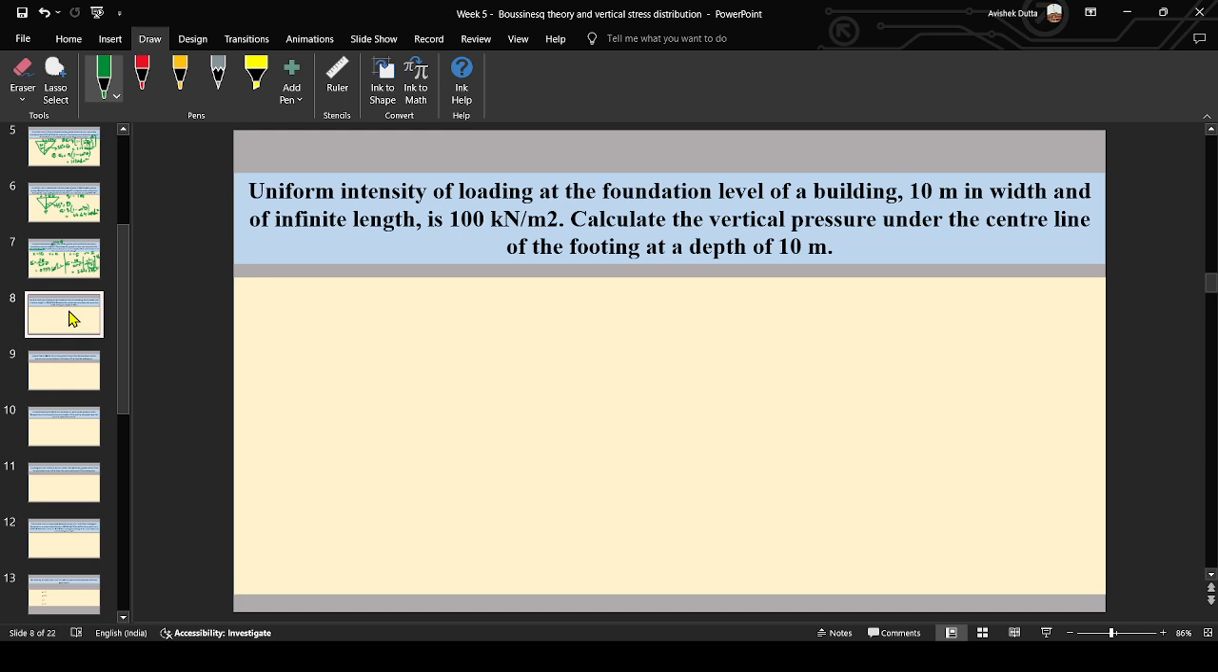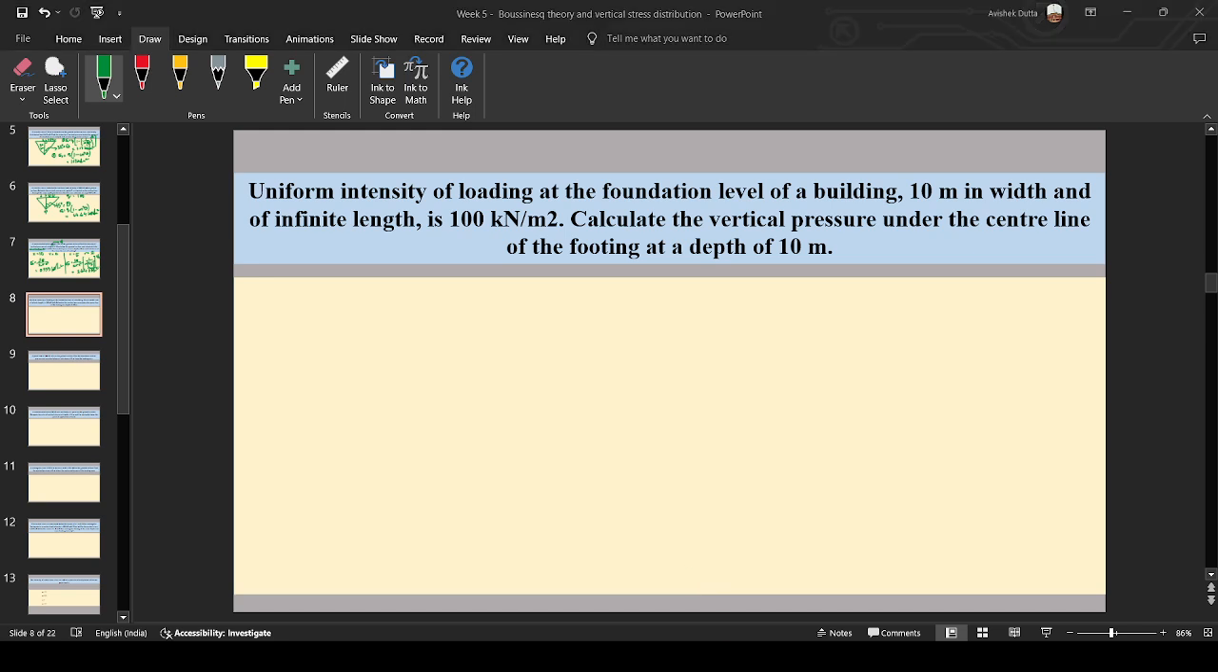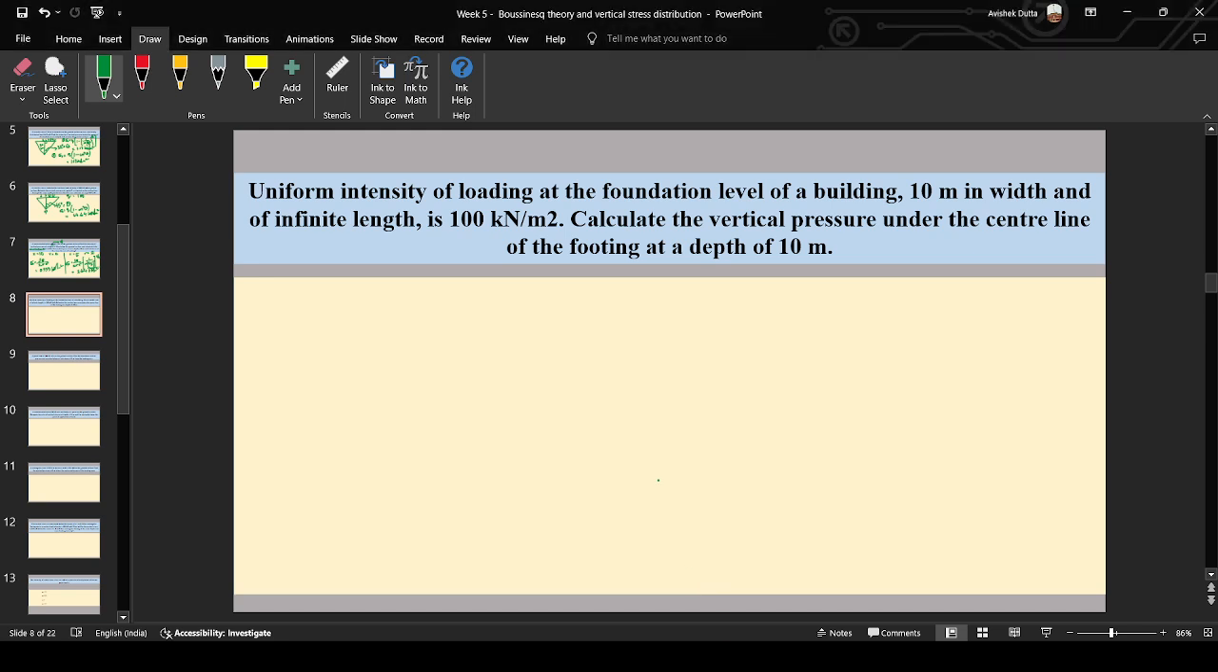This is a question of line loading. So when there is a line load of infinite length, we consider the width only over here. This is the width of the load and it is infinite in length towards the plane of the screen. This is the center line, at a depth of 10. I'll join this to make a triangle. Yes, the depth is 10.